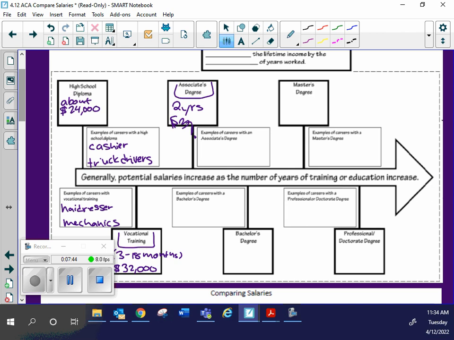Okay, bachelor's degree. That is that 4-year degree at college. And then there's your professional school. Again, this is going to include either your master's or your doctorates. Okay? The more school you go to, generally the more money you make.